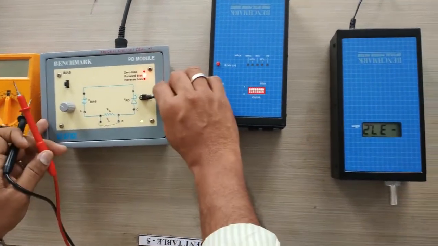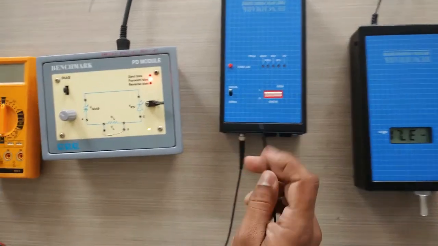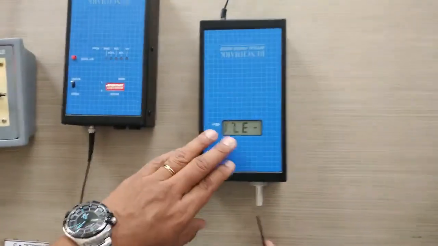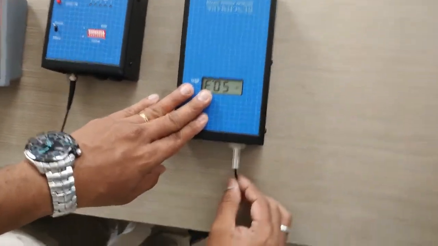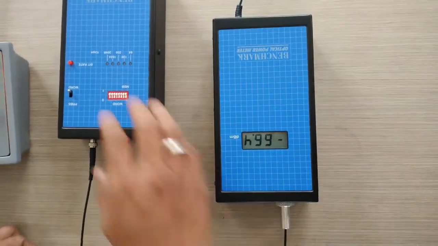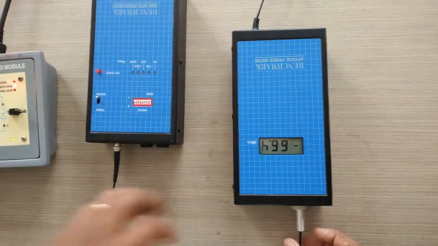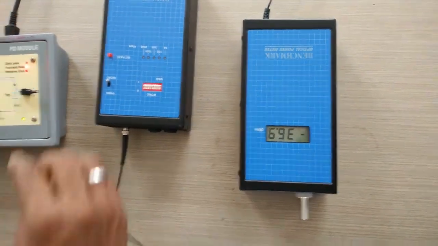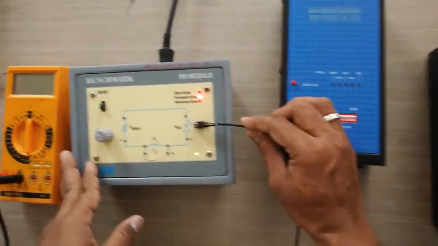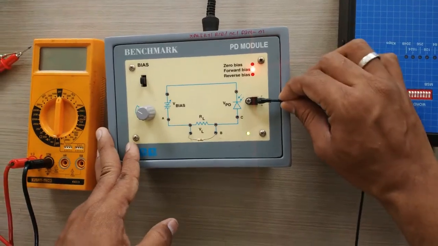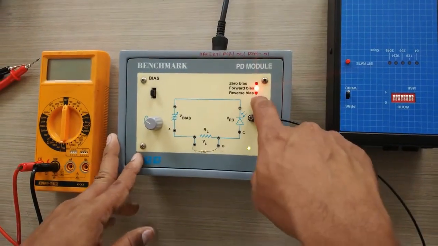So again we have to measure the light power level first using a power meter. The optical source is generating minus 66.4 dBm here. Okay, so we are going to couple this optical power to this PD module. Ensure it is in forward bias condition.